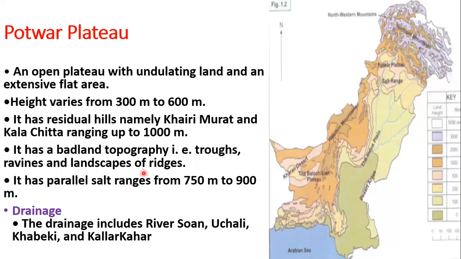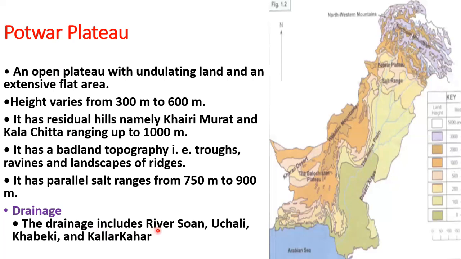It has a parallel Salt Range, averaging 750 meters to 900 meters. Normally there is no snowfall in these regions of the Potwar, but comparatively, the Potwar region has a much better climate than the other regions of Punjab.